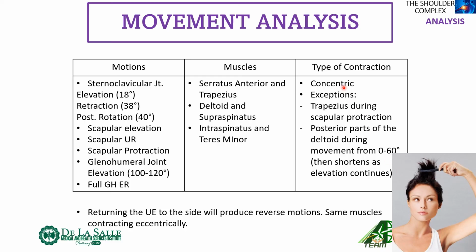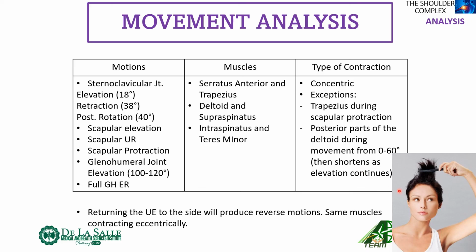As to the type of contraction, we have concentric contraction, because we have to lift the hands and the weight of the upper extremity against gravity, except the trapezius during scapular protraction, just to enable the scapula to protract in a controlled motion during the movement. And also, the posterior deltoid contracts eccentrically as well during 0 to 60 degrees of shoulder elevation.